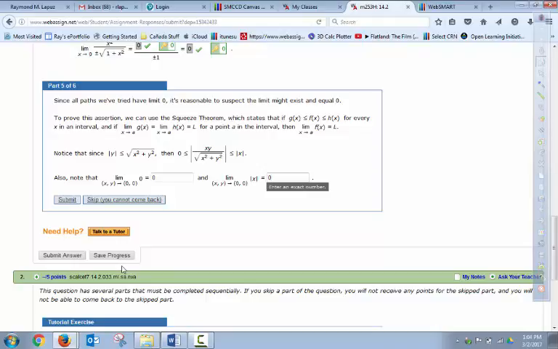Yeah? How do they come up with those functions for the sweep there? Yeah, I don't know. Okay. Honestly, that threw me off.